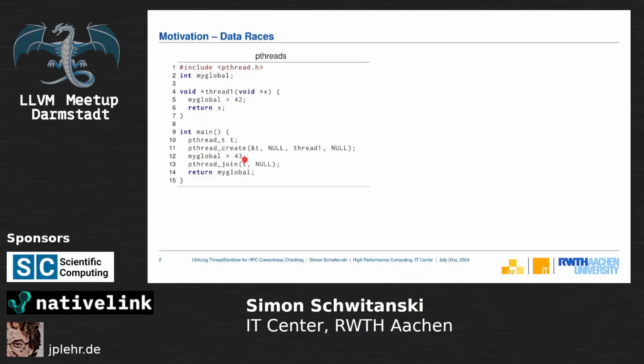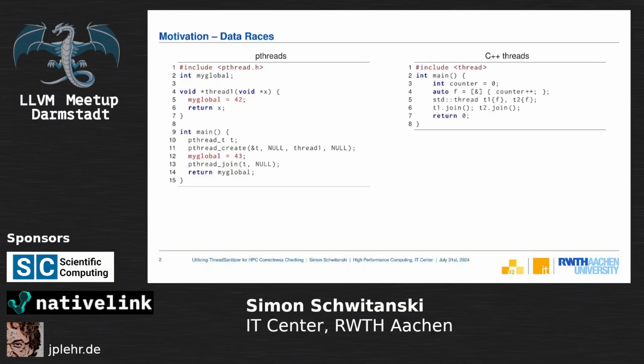And this function thread1 then sets my global to 42. And then we have the main thread, which continues execution and also sets my global to 43, which is, in the end, of course, a data race between those two accesses here. And yeah, we all know, probably or hopefully, that this is undefined behavior in the end. I will also have other examples that you could think of if you have C++ threads. Yeah, then you could have something like that, a lambda that increments a counter. And then you have two threads that execute that, and then you have a data race on this counter.